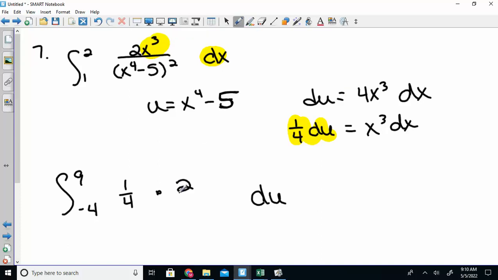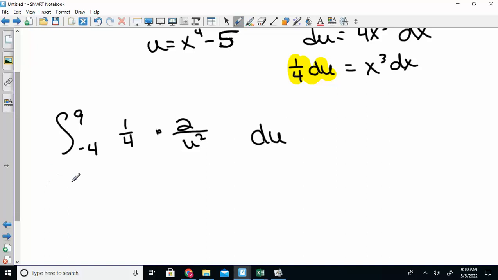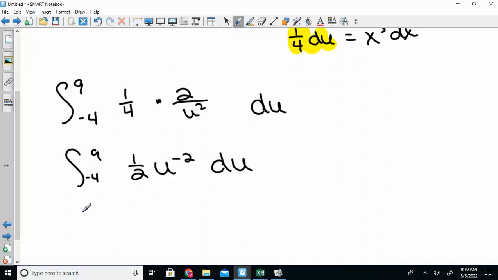So that 2 is going to stay. I'm replacing x to the 4th minus 5 with a u. So 1/4 times 2, that's 1/2, over u squared, so u to the negative 2, du. Antiderivative of u to the negative 2, if you add 1 to the power, that's negative 1. So we need a negative in front.